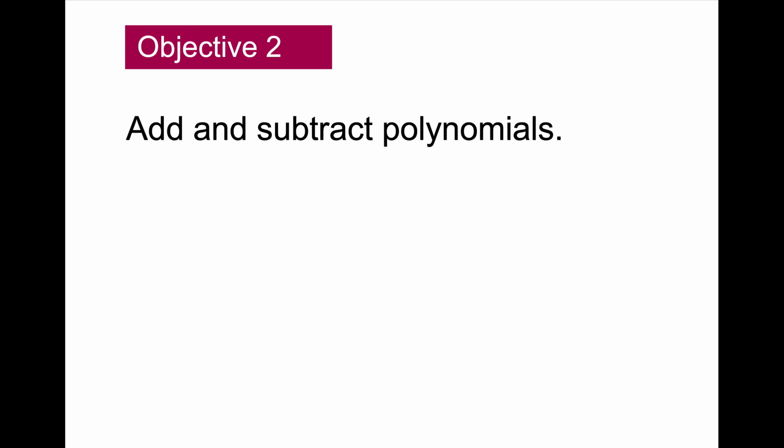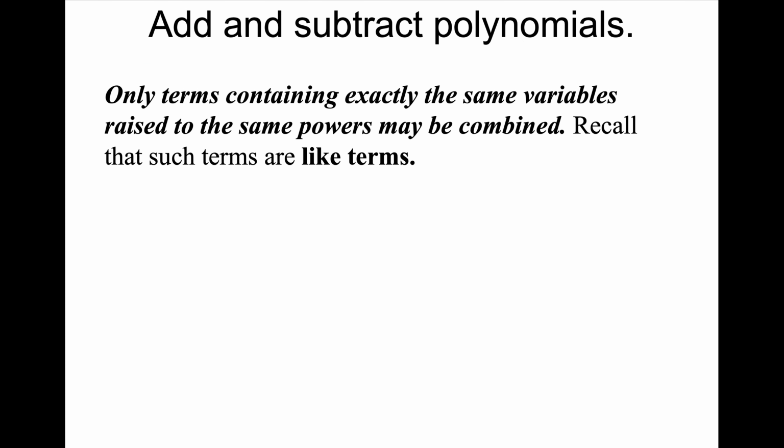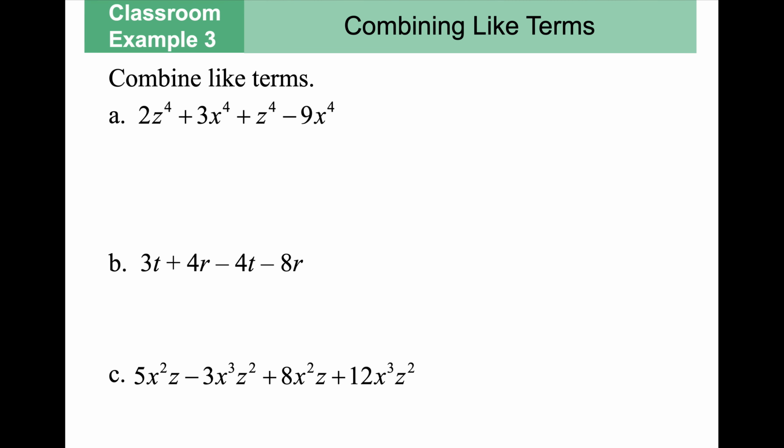Let's look at adding and subtracting polynomials. Only terms that have the exact same variable raised to the exact same power can be combined. So we call this like terms. So let's look at these examples here. In part A, I color-coded them to identify what is like terms.